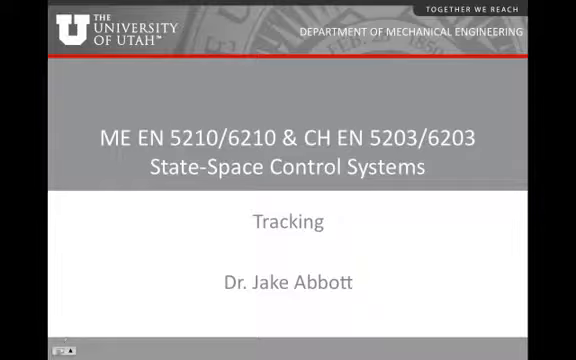In that video on state feedback, what we learned was that using state feedback, if our system is controllable, we can place the system's eigenvalues wherever we want. So from a stability and time response point of view, that's good enough. If we can put eigenvalues anywhere we want, then we can make our system stable and we can make it whatever time response we want.